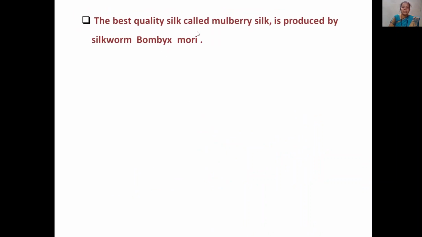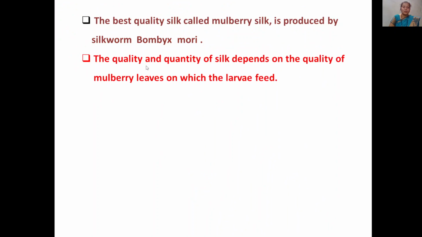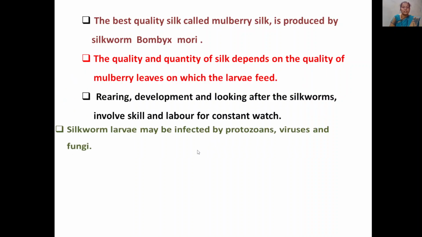The best quality silk, called mulberry silk, is produced by the silkworm Bombyx mori. The quality and quantity of silk depend on the quality of mulberry leaves on which the larvae feed. Rearing, development and looking after the silkworm involves skill and labor for a constant watch.